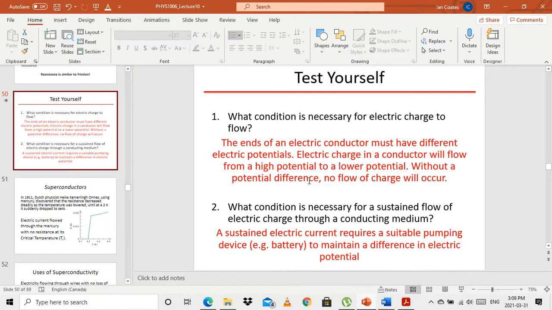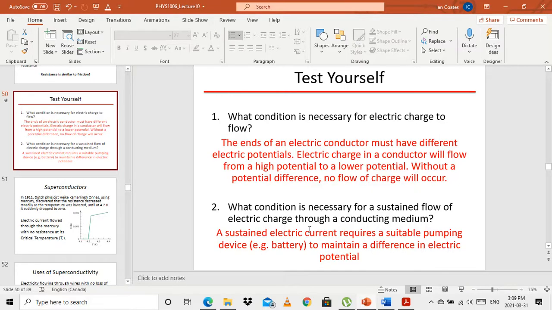It's just like water coming off a waterfall. The water isn't going to go up. Things will move from high to low. And the water at the top of a waterfall has much more energy in it, capable to do work, than water at the bottom of the waterfall. So without this potential difference, the water will not flow. And in this case, no flow of charge will occur.